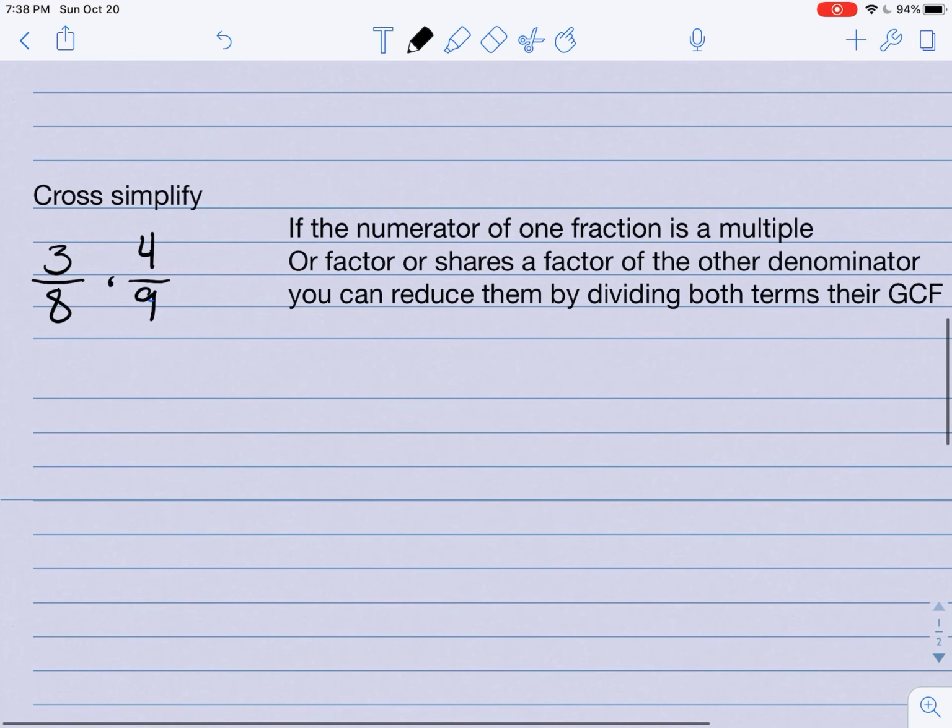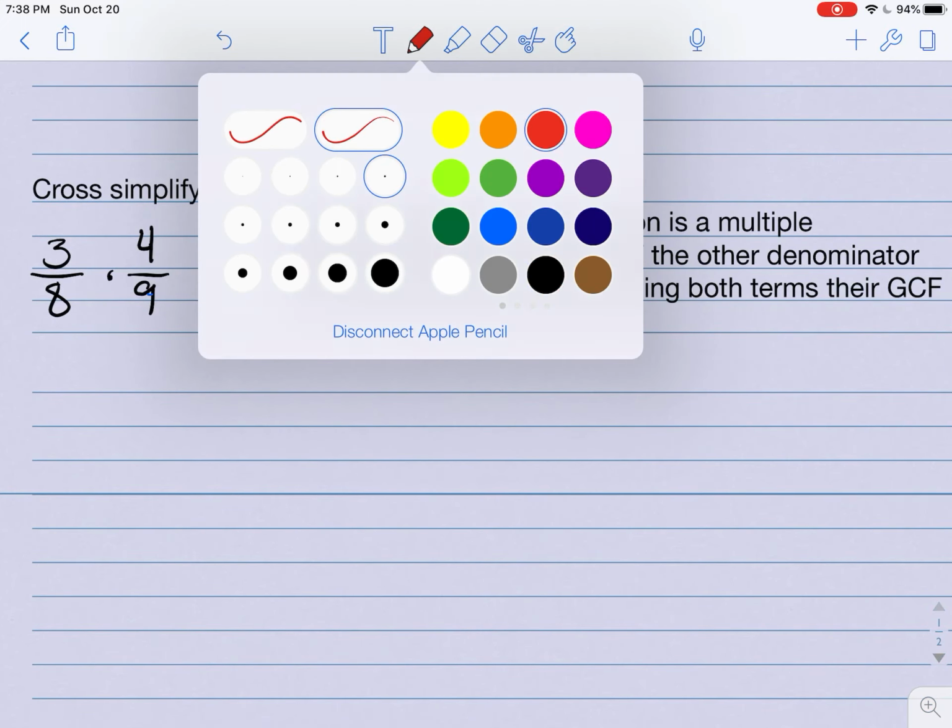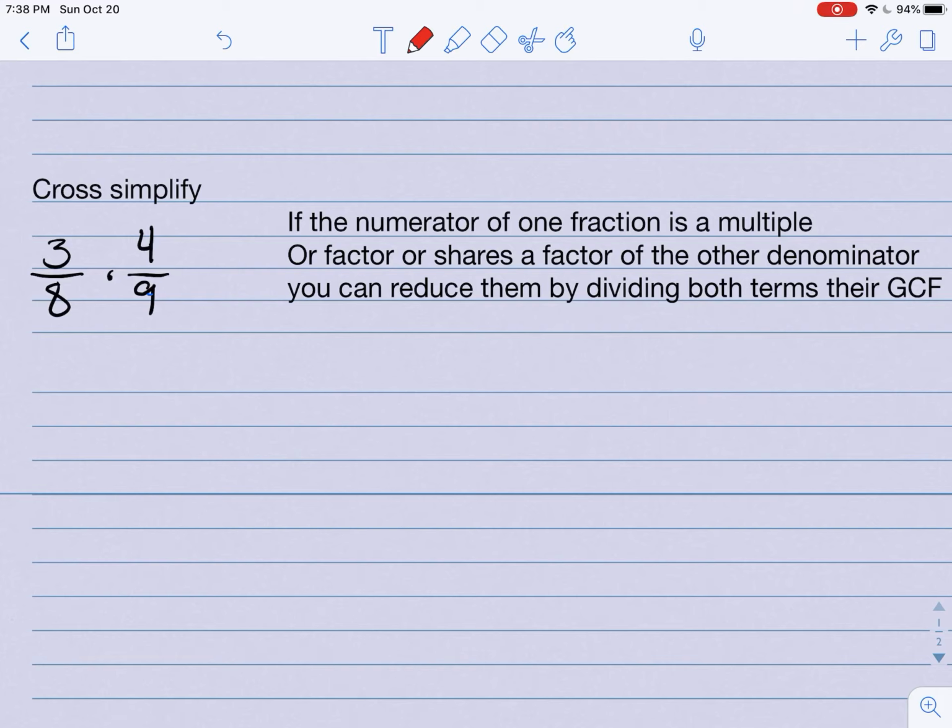Okay, now the last one. This is more just showing steps for cross-simplifying. So when you're cross-simplifying, you're looking at the opposite numerator over the opposite denominator. So in this case, 4 and 8. What is the greatest common factor 8 and 4 share? Well, that is going to be 4. So you can divide both these terms by 4. And that's going to change that 4 into 1 and that 8 into 2.